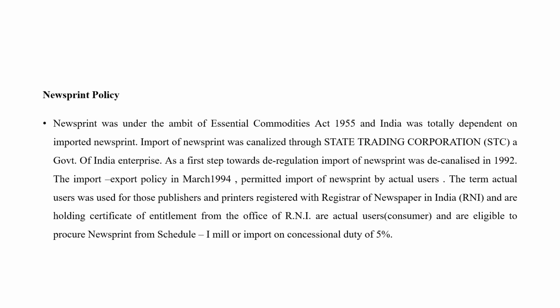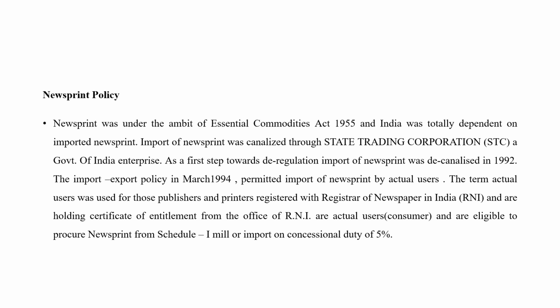So let us understand what was the newsprint policy of the government. Newsprint was under the ambit of the Essential Commodities Act 1955, and India was totally dependent on imported newsprint. Import of newsprint was canalized through the State Trading Corporation, a Government of India enterprise. As a first step towards deregulation, import of newsprint was decanalized in 1992. The import-export policy in March 1994 permitted import of newsprint by actual users.